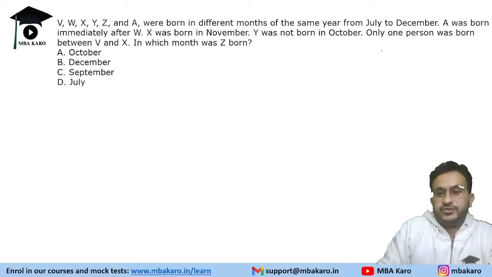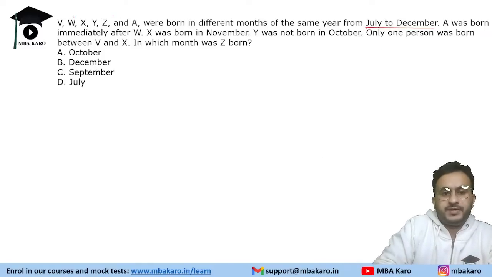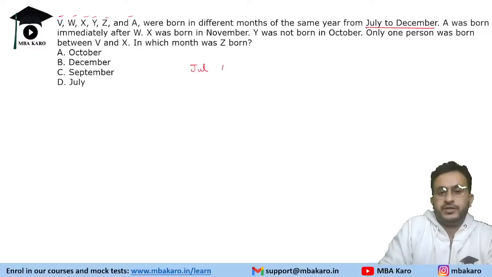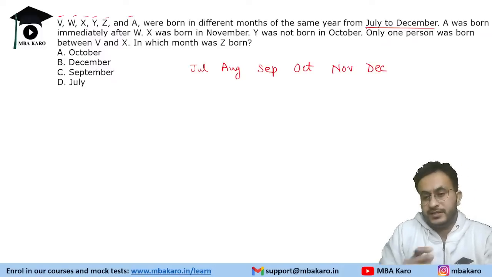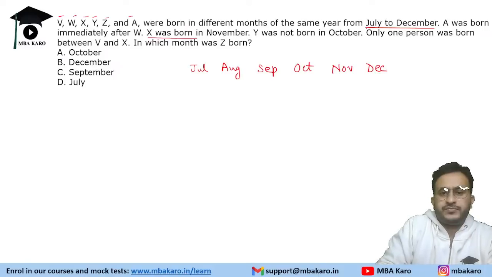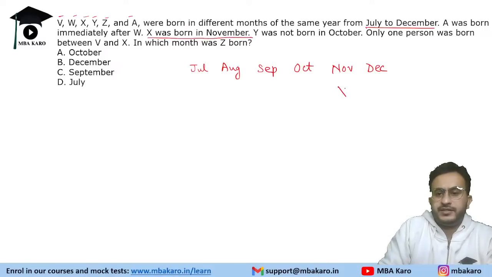So the months are July to December, and there are six people, right? One, two, three, four, five, six. So someone will be born in July, August, September, October, November, and December. So six months, six people in six consecutive months. Okay, X was born in November, so it belongs to X. Then A was born immediately after W, can be any of the two months.